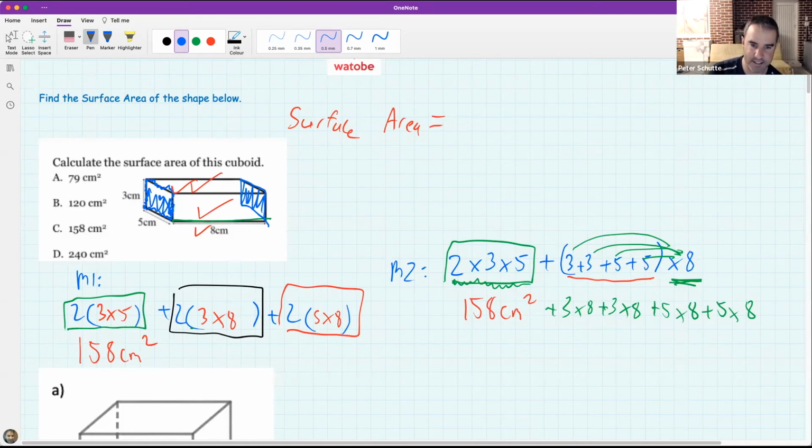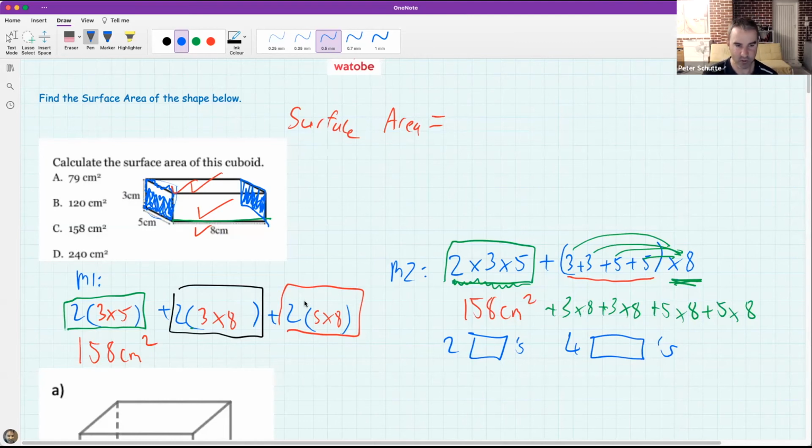In method 2, what I did was I chose a base, which was this front blue one. And I said 3 times 5, and I doubled it because there's 2 of them. Then for the second part, I said, what is the perimeter of the base? The perimeter is 3 plus 3 plus 5 plus 5. That gives me the outside of that base. And then I just multiplied it by how deep it was, which was times 8. And what I'm really doing when I do that is adding up 2 rectangles over here, and then adding up 4 rectangles over here.